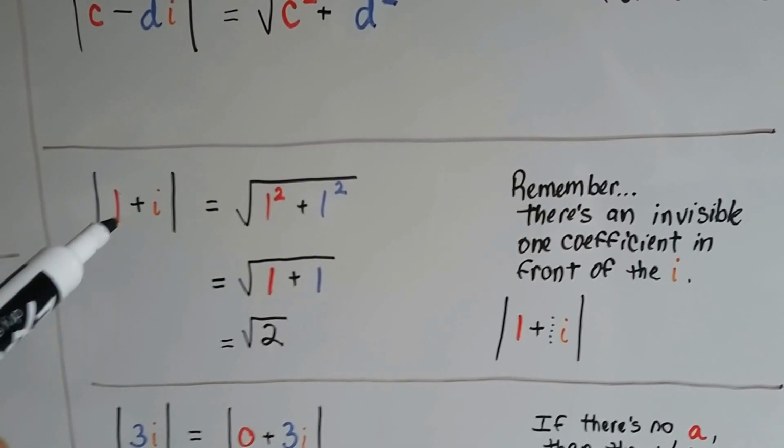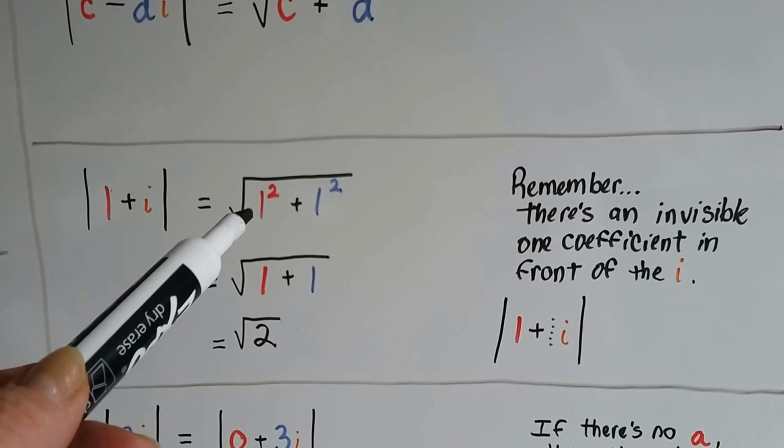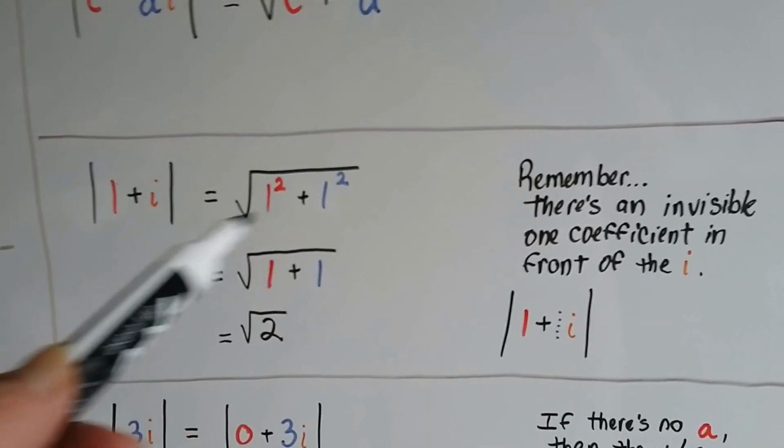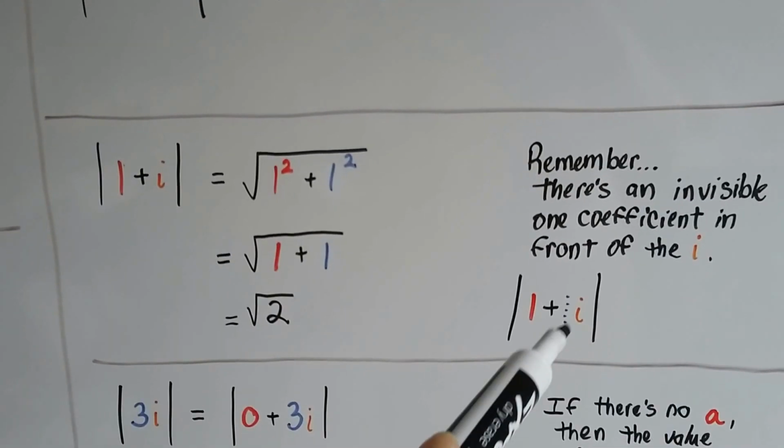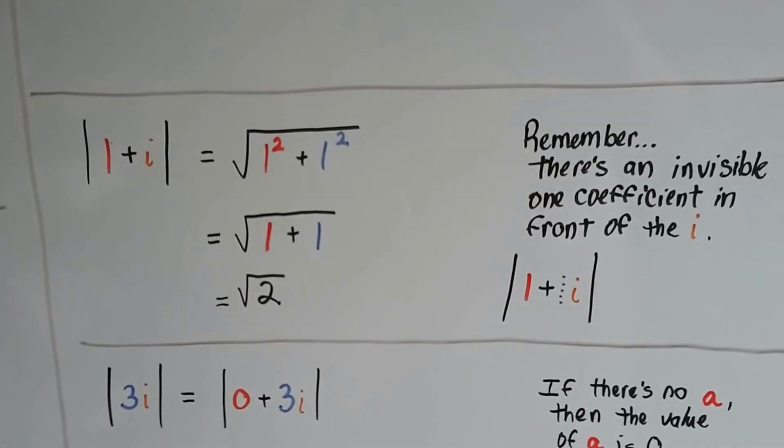Okay? So if you see the absolute value of 1 plus i or some number plus i, that's 1 squared plus 1 squared because there's an invisible 1 there, like this. See? They just don't write the 1. So 1 plus 1 is 2, so we've got the square root of 2.